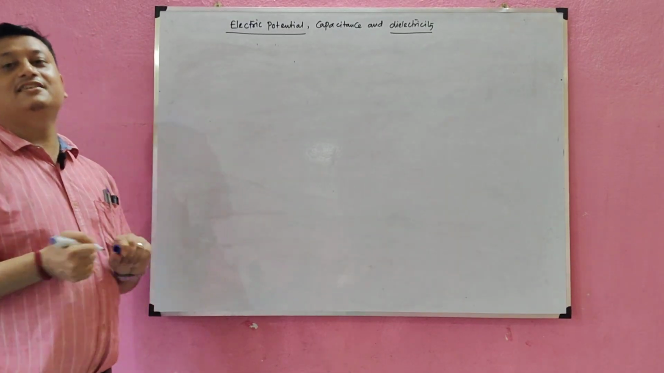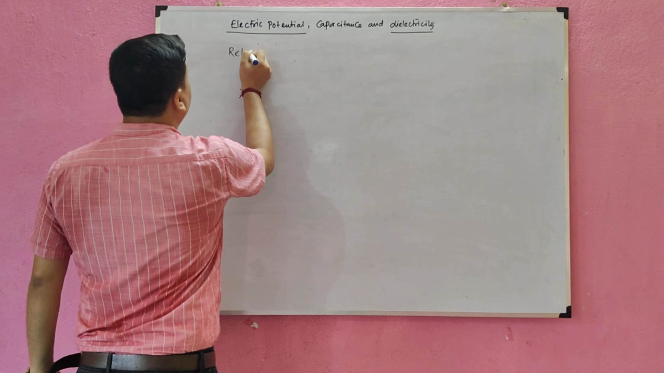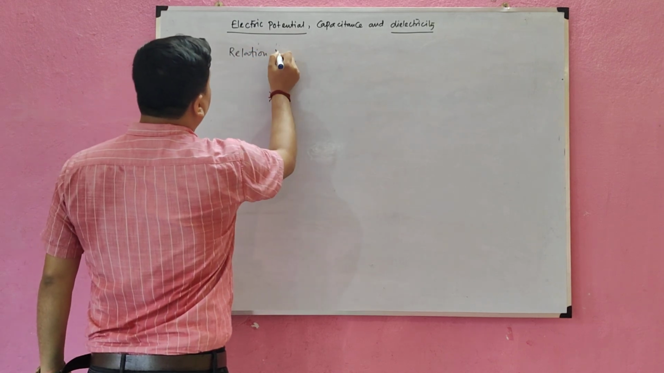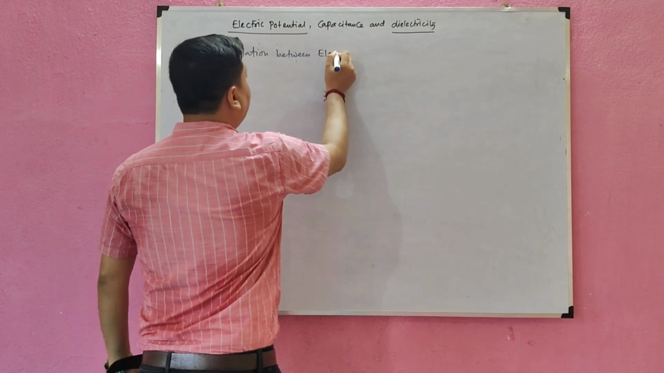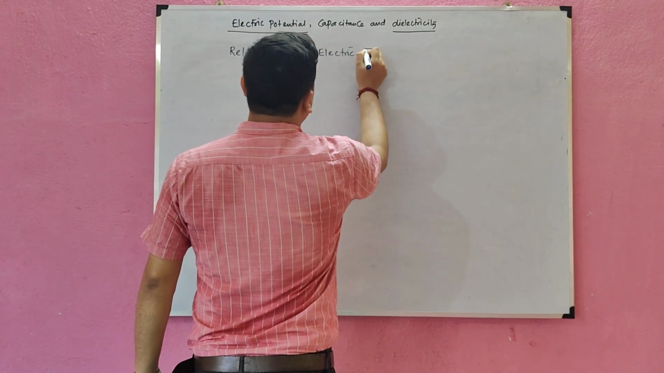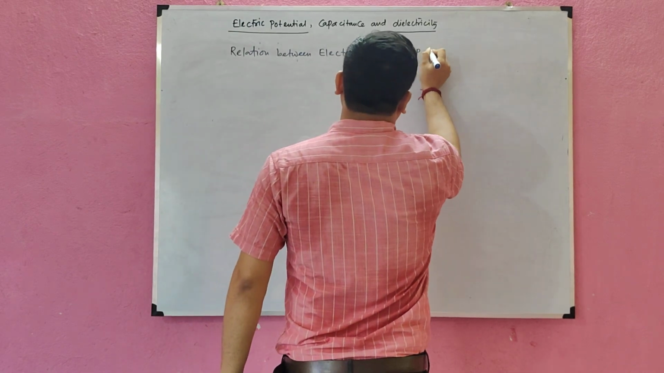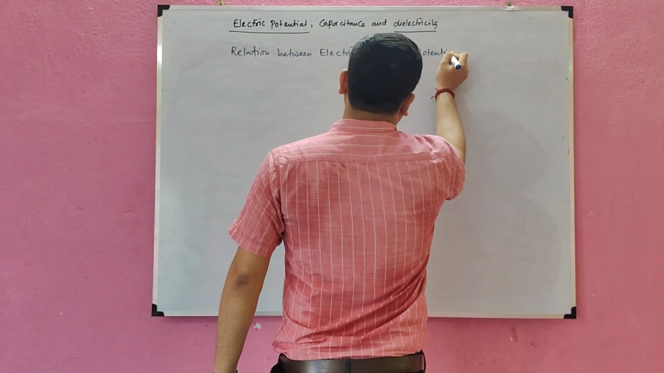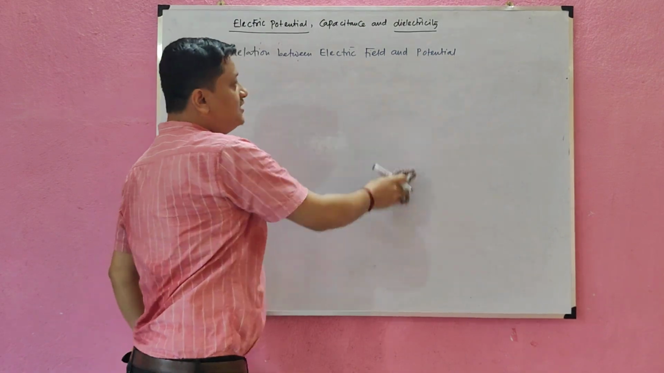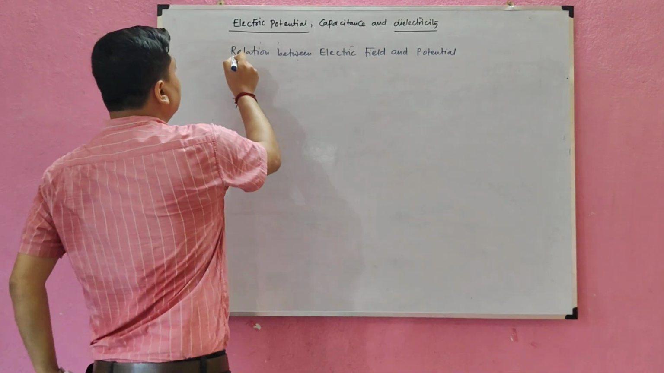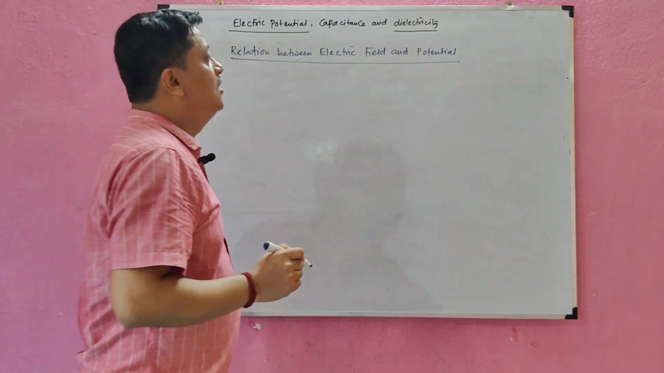Now we'll be discussing what? The relation. What is the relation between what? Relation between electric field and potential. Up to now we have already got the electric field expression and the potential expression.